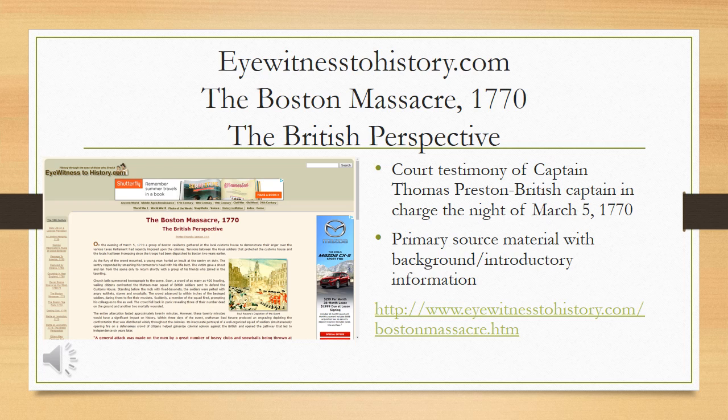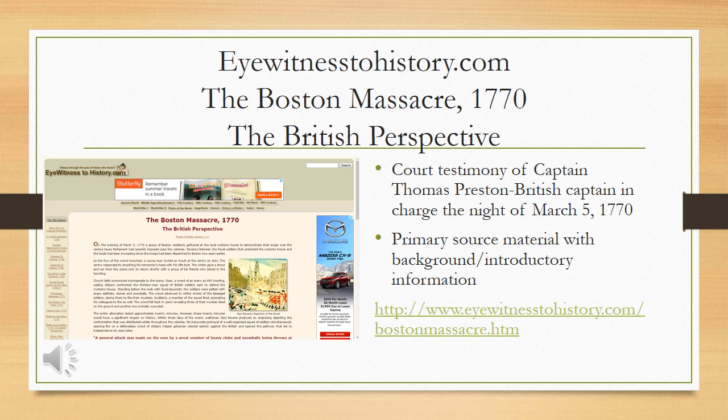This resource is put out by eyewitnesstohistory.com, and it is the court testimony of Captain Thomas Preston, who was the British captain in charge of the British soldiers in Boston the night of the Boston Massacre. This is his court testimony, so teachers can stress to students that we probably could trust what he says in this since his statement was given under oath.